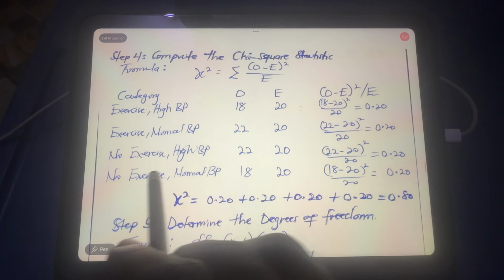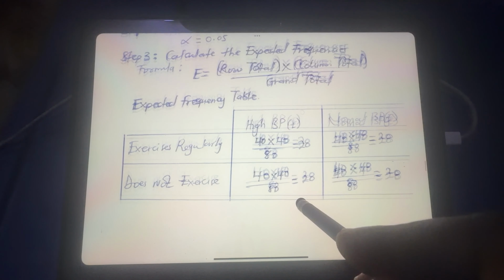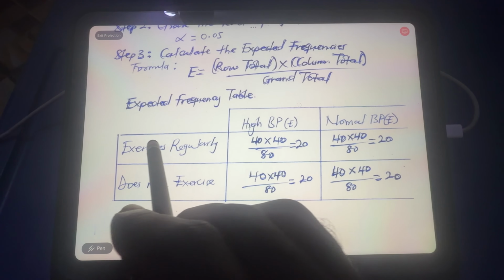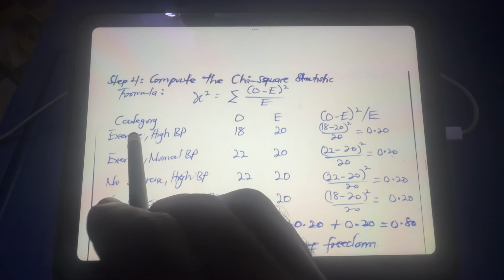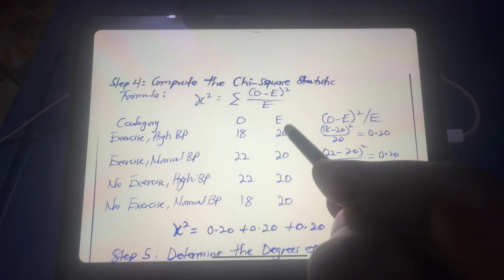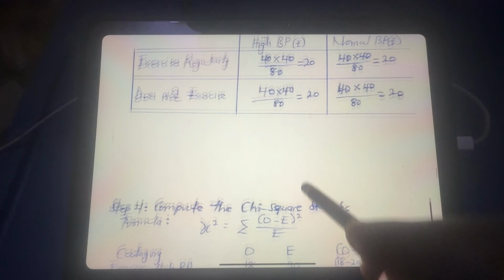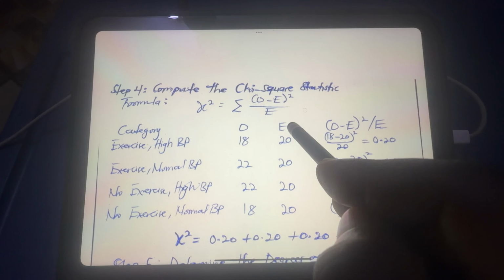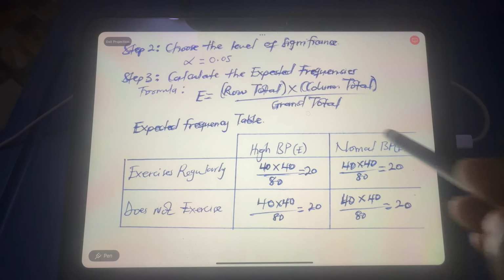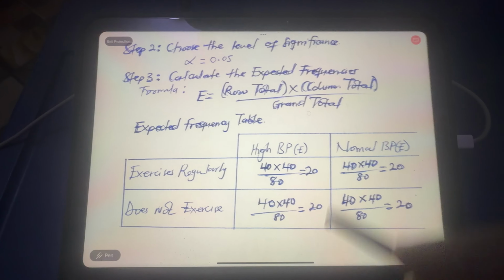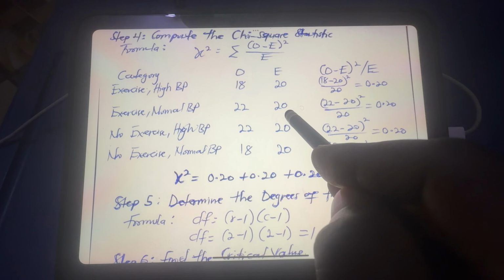Do not exercise regularly, normal blood pressure, 18. Then the expected frequency is showing the frequencies in the expected frequency table. Exercise regularly, high blood pressure, 20. Exercise regularly, normal blood pressure for the expected, 20.